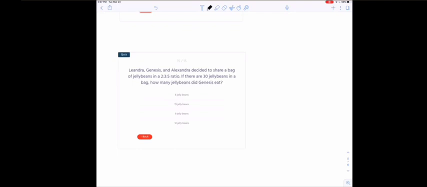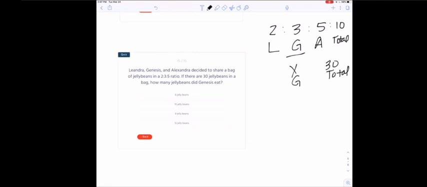It says, Leandra, Genesis, and Alexandra decided to share a bag of jelly beans in a 2 to 3 to 5 ratio. If there are 30 jelly beans in the bag, how many jelly beans did Genesis eat? So 2, 3, 5. Leandra, Genesis, Alexandra. Let's add them. 2 plus 3 is 5 plus 5 is 10 total. And it says there are a total of 30 jelly beans in the bag. So we are using our total. And it wants to know Genesis, so x for Genesis.